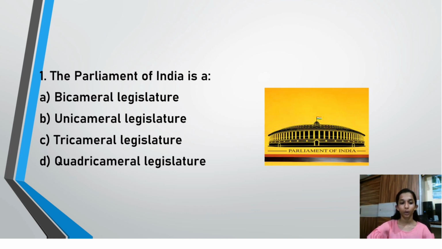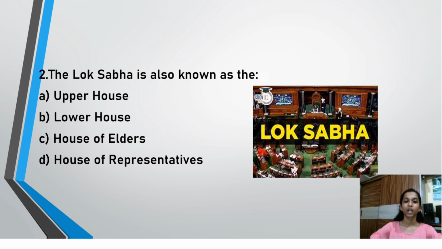But before proceeding into the question, let me tell you what is bicameral legislature, unicameral legislature, tricameral legislature, and quadricameral legislature. Bicameral legislature is a legislature of two houses, whereas unicameral legislature contains one house and tricameral legislature contains three houses, whereas quadricameral legislature contains four houses in it. The Parliament of India is a bicameral legislature because it has two houses, that is Lok Sabha and Rajya Sabha. The Lok Sabha is also known as the lower house and the Rajya Sabha is known as upper house.